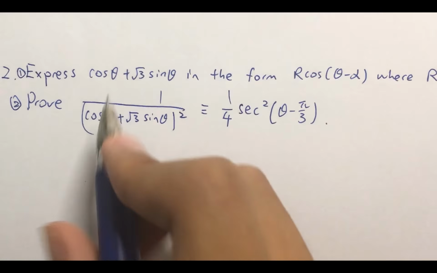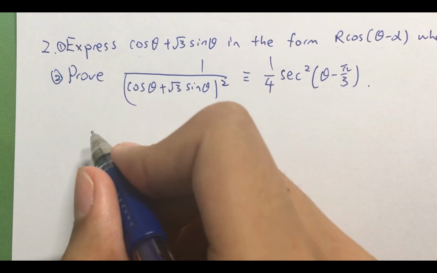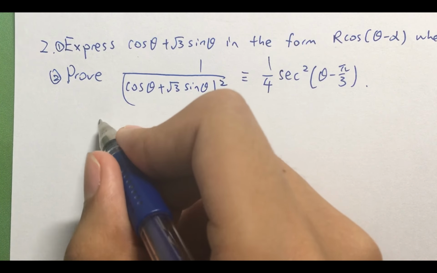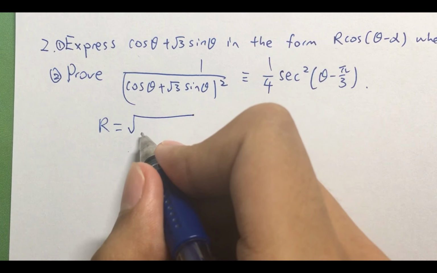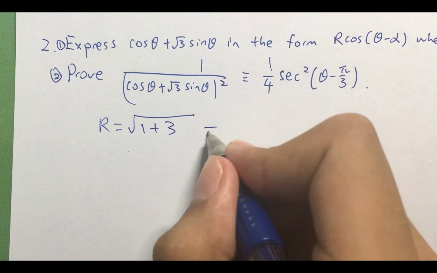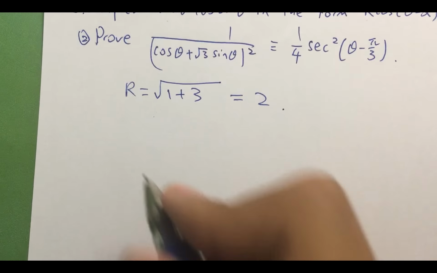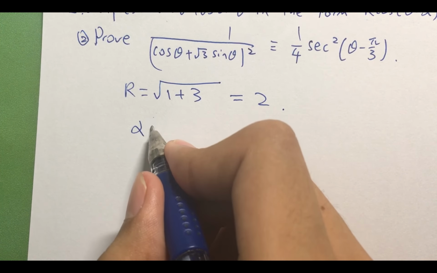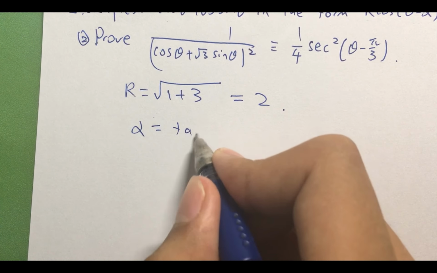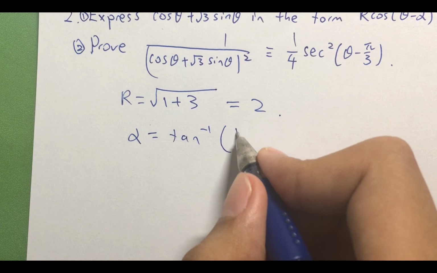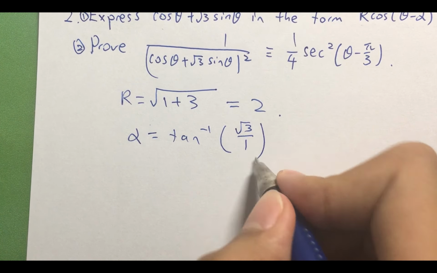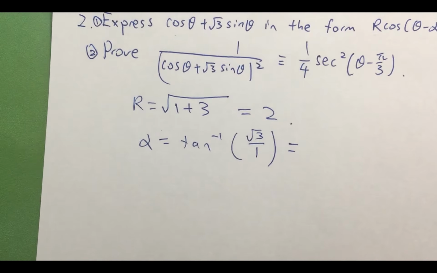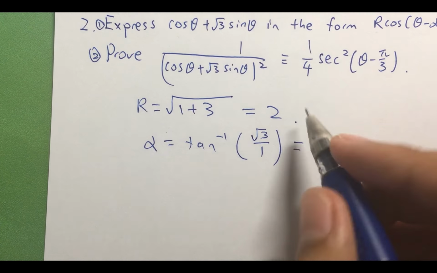So let's express this, the same thing. We know that r is equal to the square root of 1 plus 3, which is equal to 2. And for alpha, we know that this is equal to tangent inverse of square root 3 over 1, which is 60 degrees.